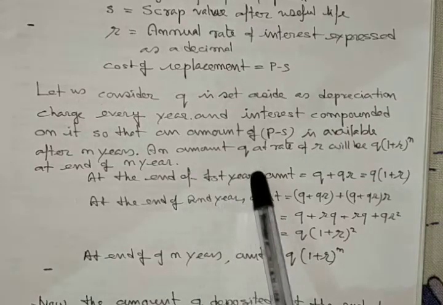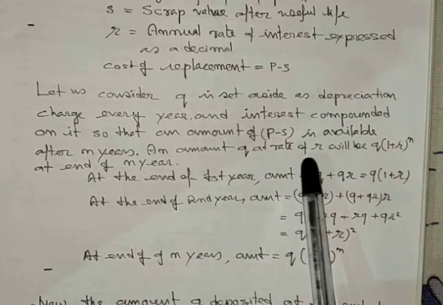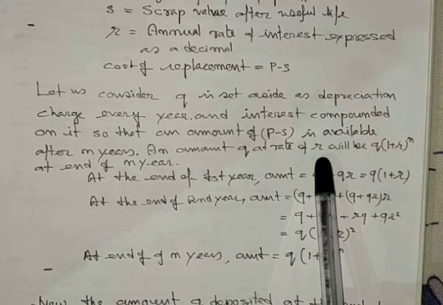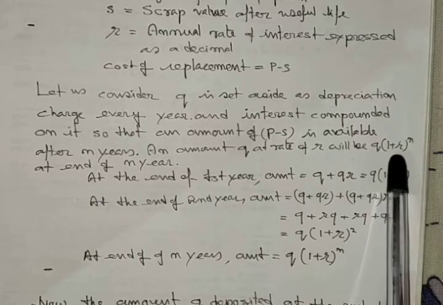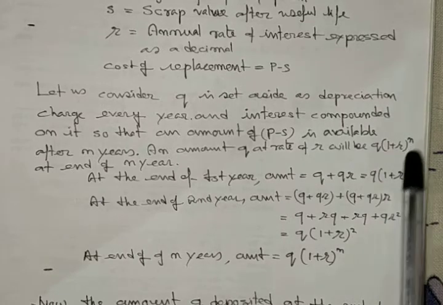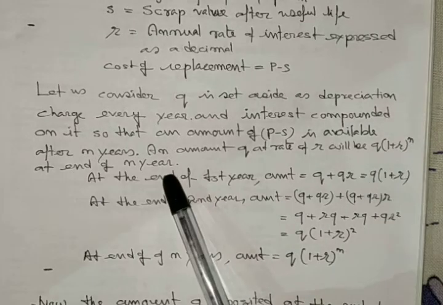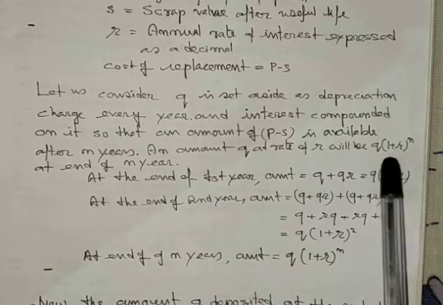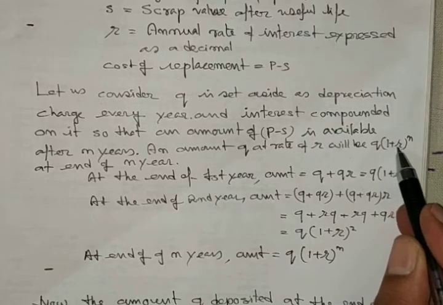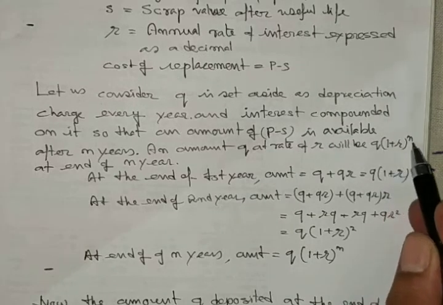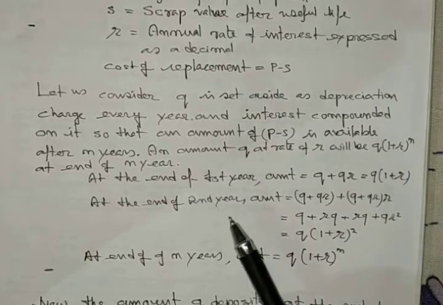An amount Q at a rate of R, which is the annual rate of interest, will be Q into 1 plus R to the power n at the end of n years. How did it become Q into 1 plus R to the power n? Let's try to understand that.